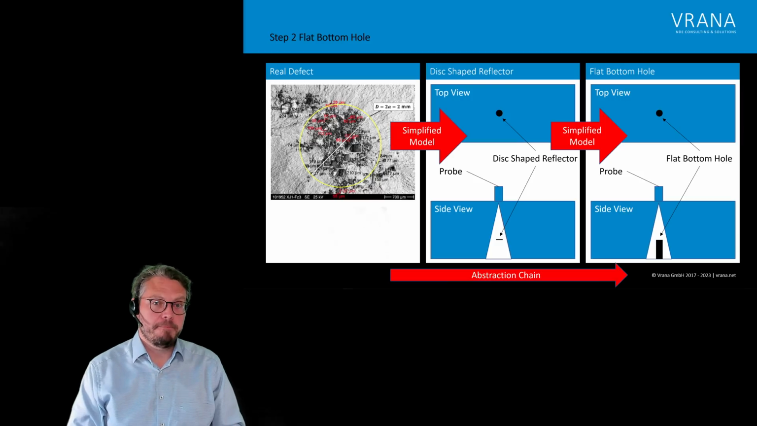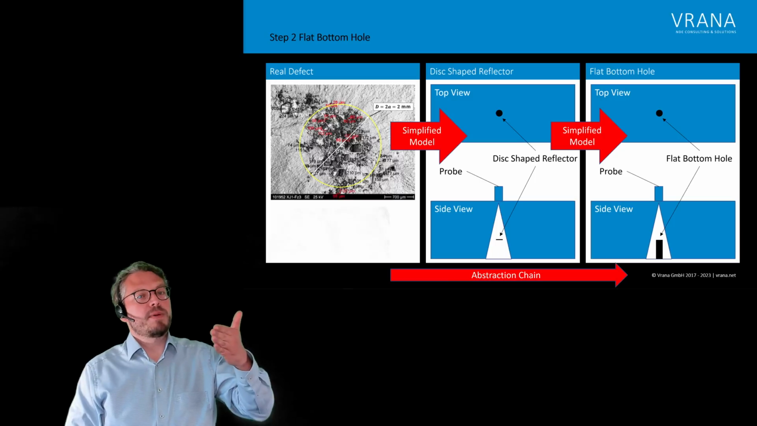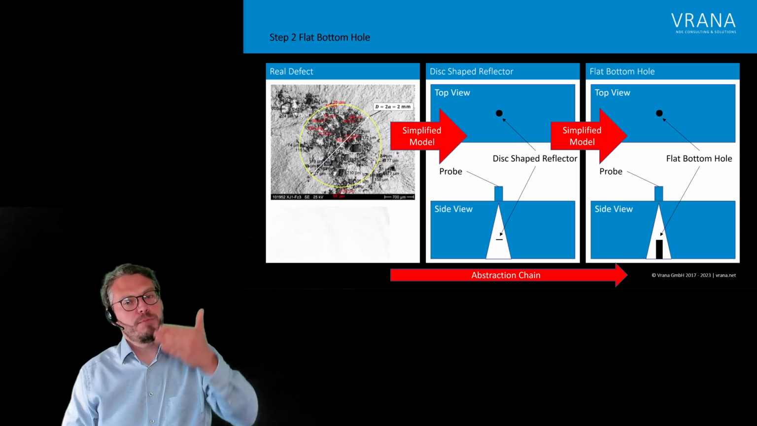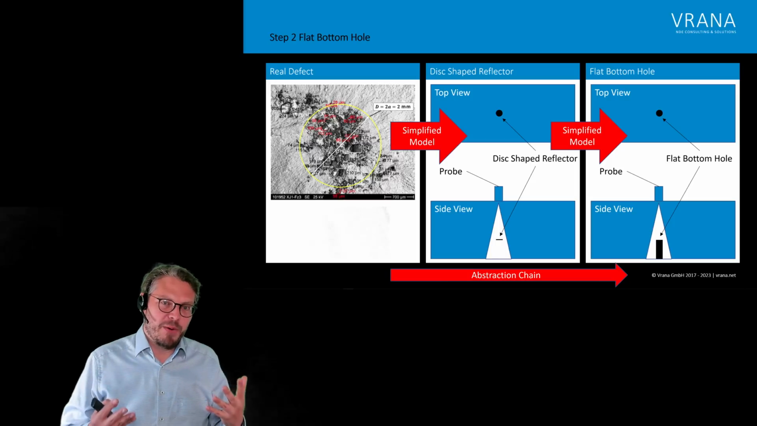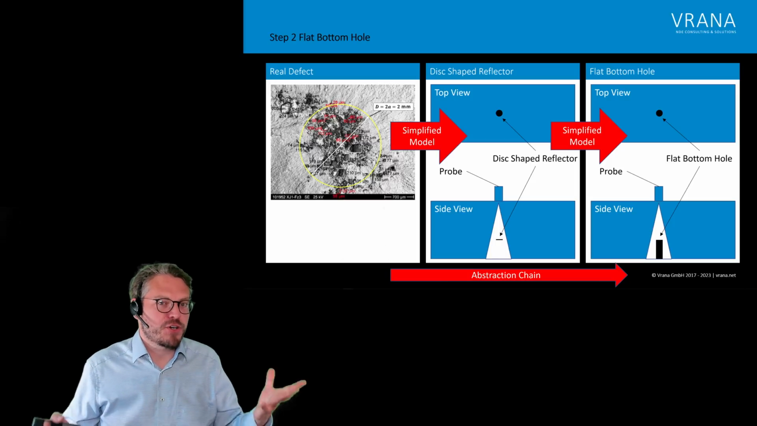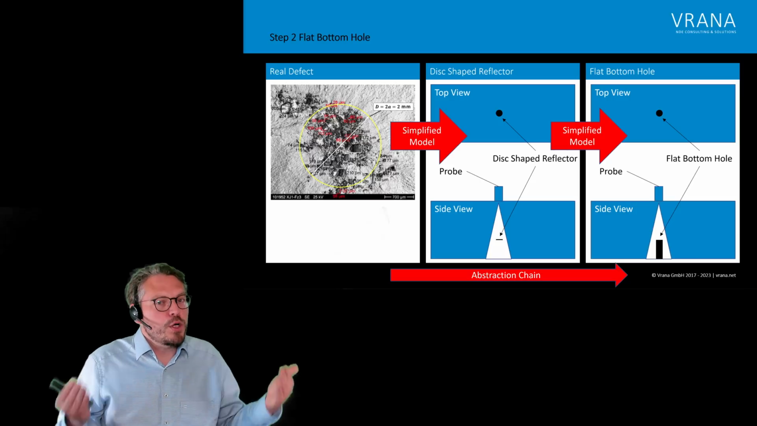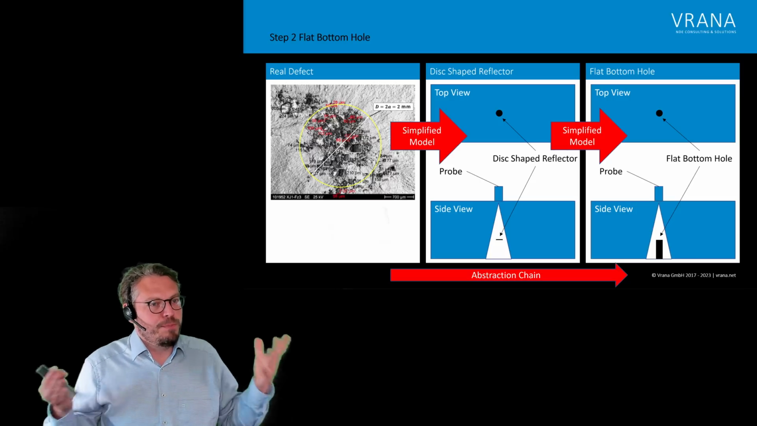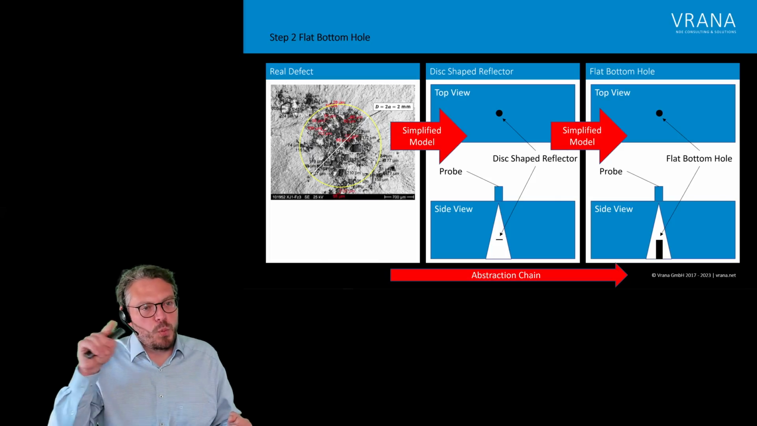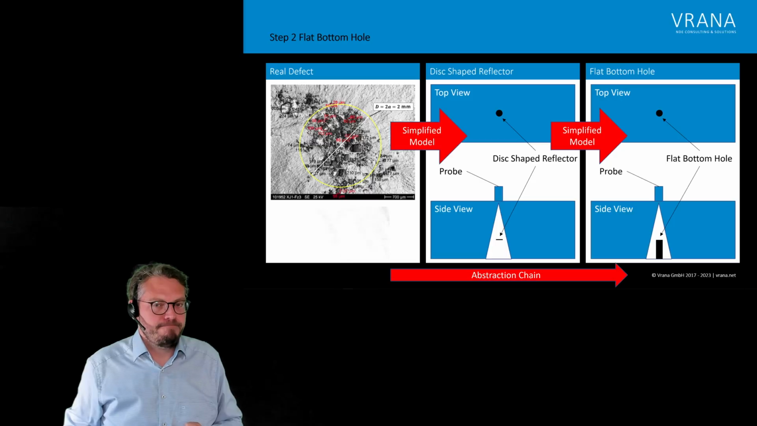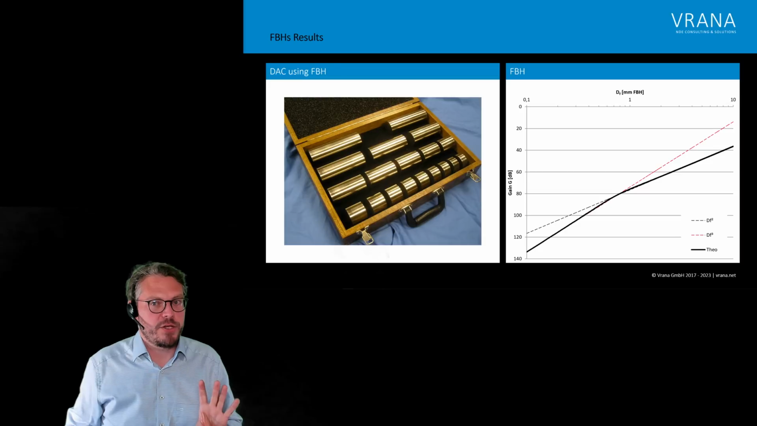Now that was step one. Now let's do abstraction step number 2, going from a disc-shaped reflector to a flat bottom hole. Now we already know by now that our Kirchhoff approximation is not true for anything smaller than 1/4 of the wavelength. So it would be surprising if flat bottom hole would be a good method, because we already know that the disc-shaped reflector is something with a couple of question marks. But let's have a look into it. Let's see how bad is the situation.